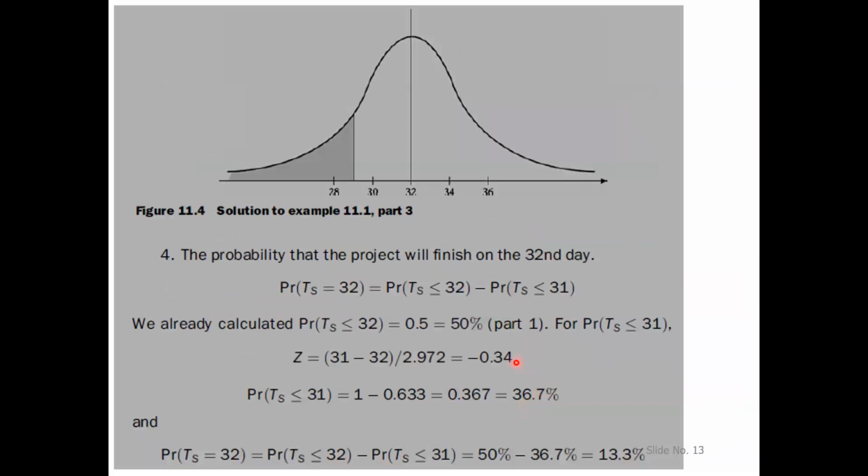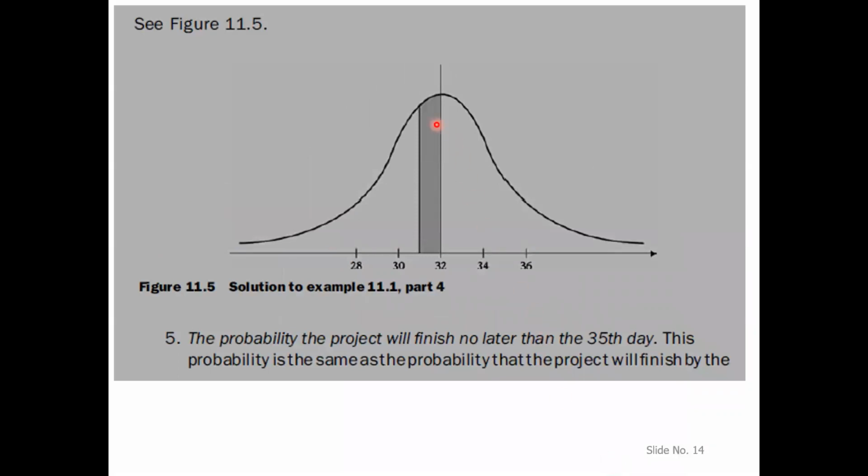So our final answer is the difference between 50% and 36.7%, which is 13.3%. So the probability of finishing this project on the 32nd day is 13.33%. We can represent this probability by this shaded area. This shaded area is the area between the 31st and the 32nd day. The 32nd day is here. So the probability is this 36.67 days.